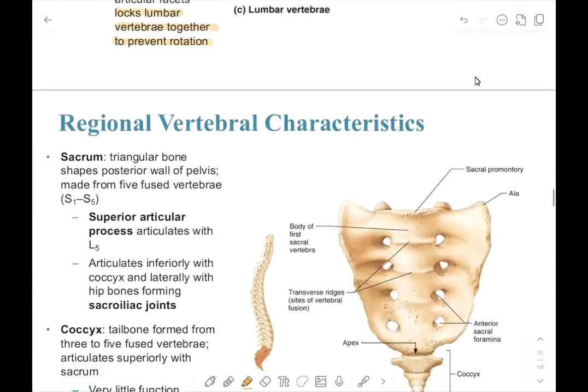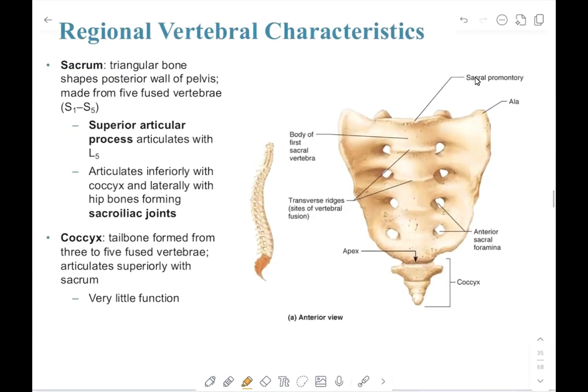When we look at the very bottom of the vertebral column, we can see the sacrum as well as the coccyx, which is 4 fused vertebrae. Remember, the sacrum is made up from 5 fused vertebrae, and it has a superior articular process that articulates with L5.